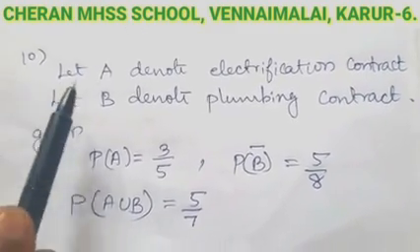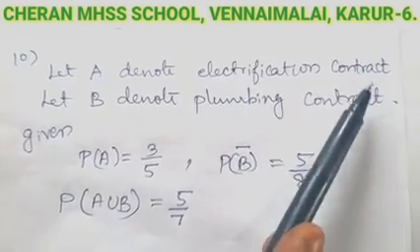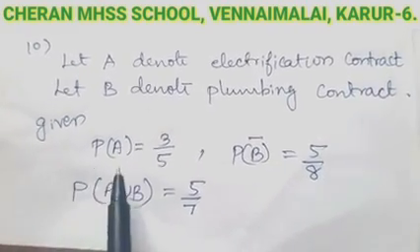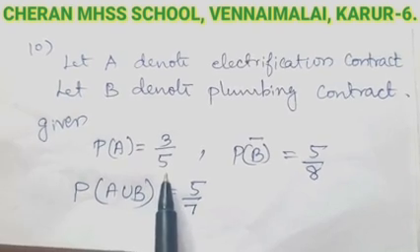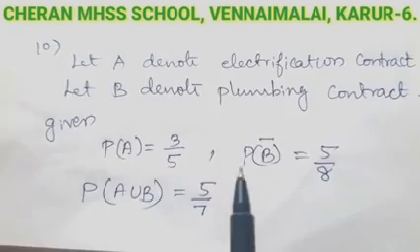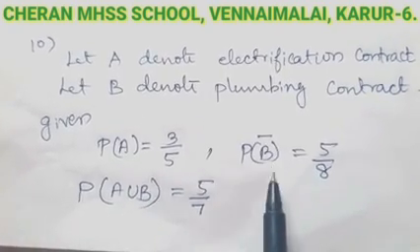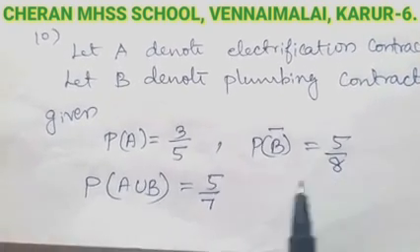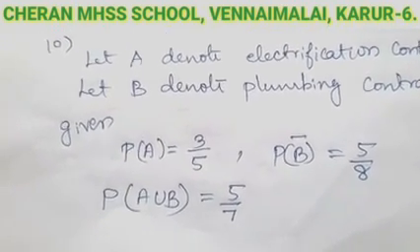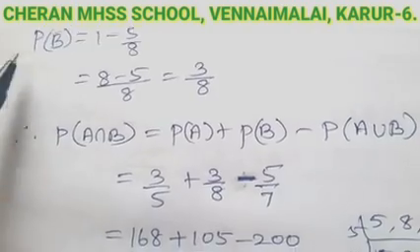Solution. Let A denote the electrification contract. Let B denote the plumbing contract. Given P of A is 3 by 5, getting electrification contract is 3 by 5. Not getting plumbing contract is 5 by 8. P of A union B is given as 5 by 7. We have to find P of B.